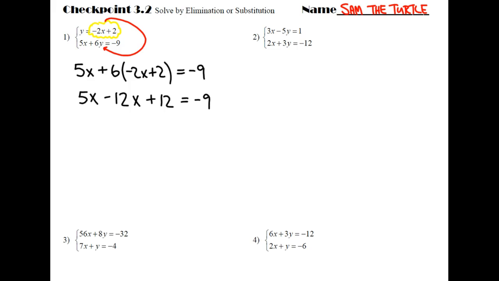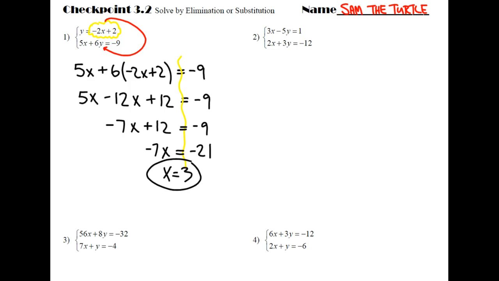Still cleaning this up, so you've got your left side and your right side. If you have stuff to combine on the left side, let's combine it. So 5x and negative 12x combine to make negative 7x plus 12 equals negative 9. Put the 12 on the other side, and you're going to get negative 7x is equal to negative 21, and so your x is positive 3. Okay, not done yet, because remember my solution is an ordered pair, so I know my x is negative 3, or positive 3, excuse me.